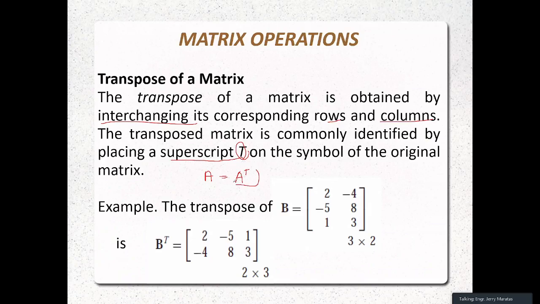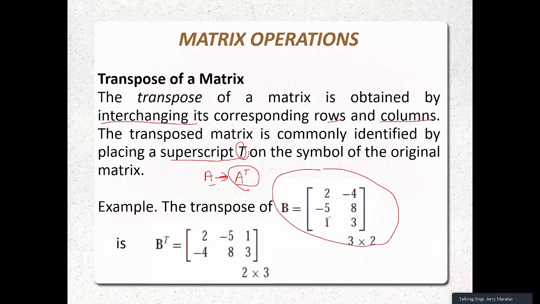So this is the transpose of matrix A. Okay. Sorry, it should not be equal. So let's have an example. Suppose we have this matrix B. Okay, and the size is 3 rows, 2 columns. It's 3 by 2, and these are the elements of your matrix B.